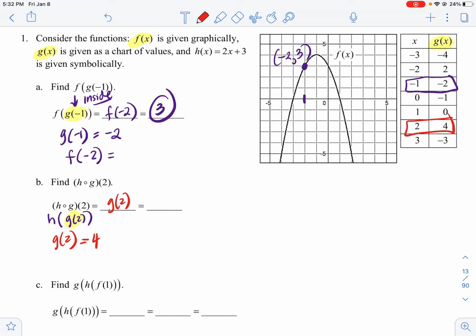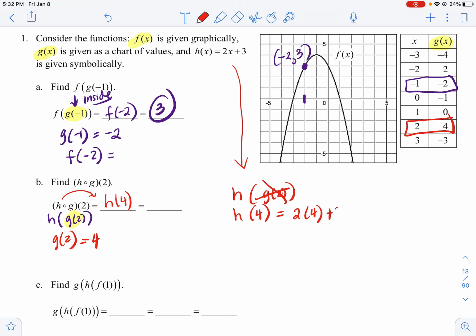So now we're finding h of 4, because we already figured that g of 2 is just 4. Technically, what happens is g of 2 became a 4, so it became h of 4. So what is h of 4? We're now looking at the equation. 2 times 4 plus 3, 8 plus 3 is 11. So our final answer is 11.